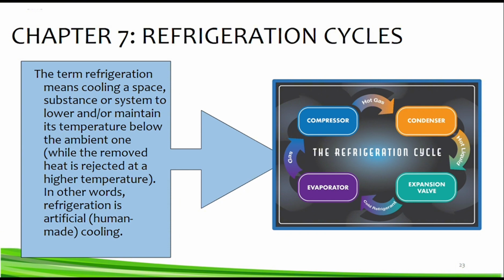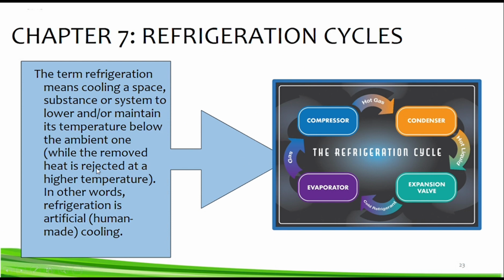In this video, we are talking about Chapter 7, Refrigeration Cycles. The term refrigeration means cooling a space, substance, or system to lower and/or maintain its temperature below the ambient one, while the removed heat is rejected at a higher temperature. In other words, refrigeration is artificial or human-made cooling. So refrigeration cycles tackle heat rejection, from heat to cooling.